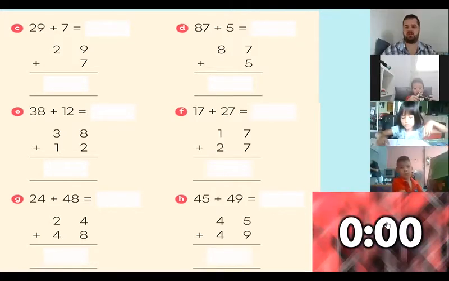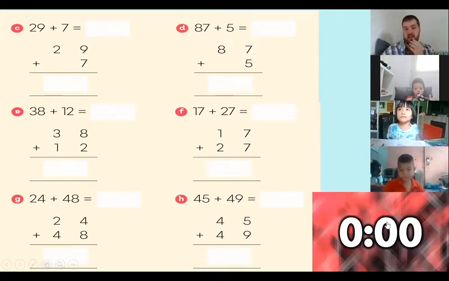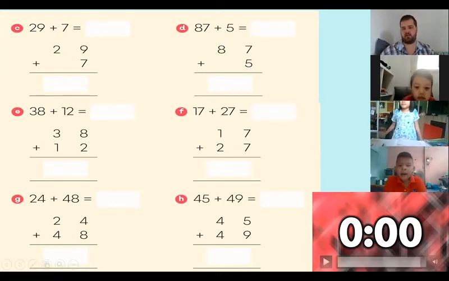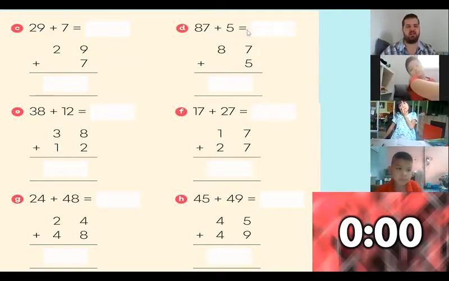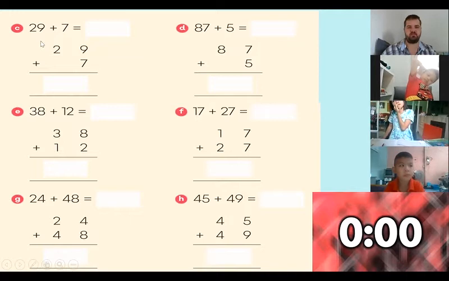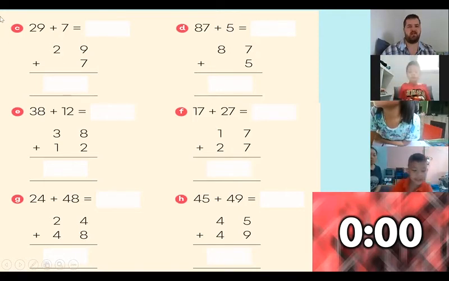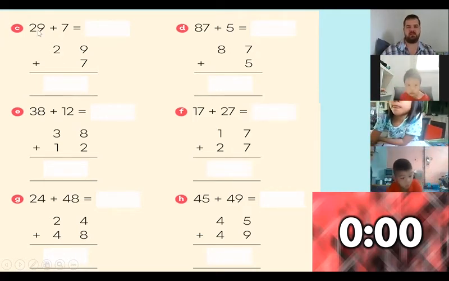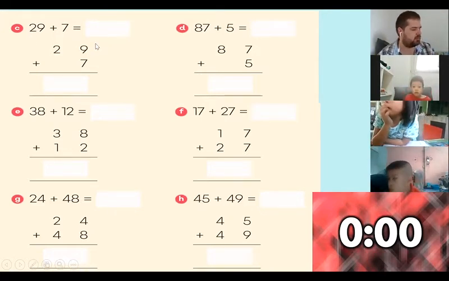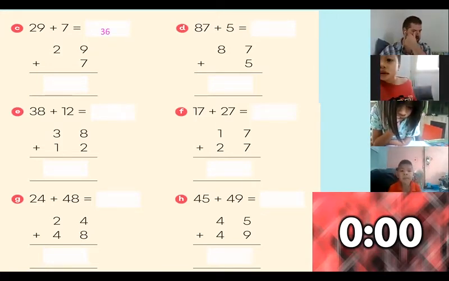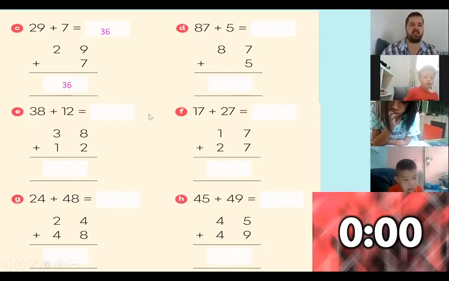Okay. I'm going to start unmuting students one by one to give me the answers. I'm going to start with the first one on my list, which is Best. Oh, I said Ebba. Sorry, Ebba. Okay. Ebba, can you give me the answer for C, please? What is the answer for C, Ebba? 36. One more time, I can't hear you. 36. Very good.